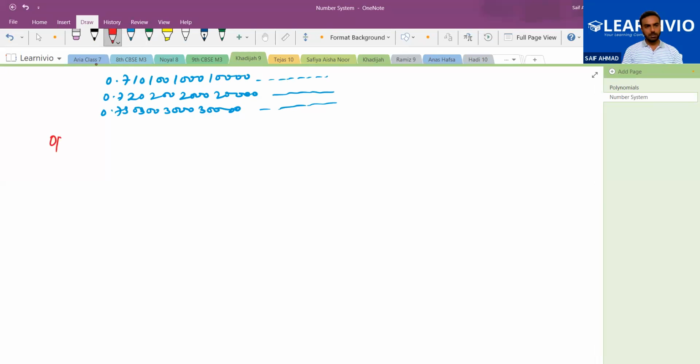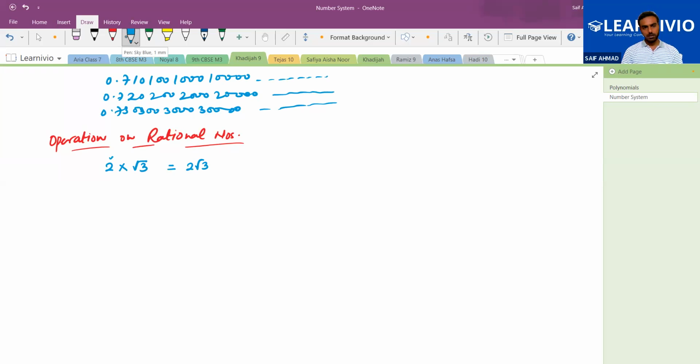Topic is operation on rational numbers. See, when we multiply a rational number and an irrational number, for example, 2 multiplied by root 3, it can't be multiplied, it can be written as only 2 root 3. Okay?